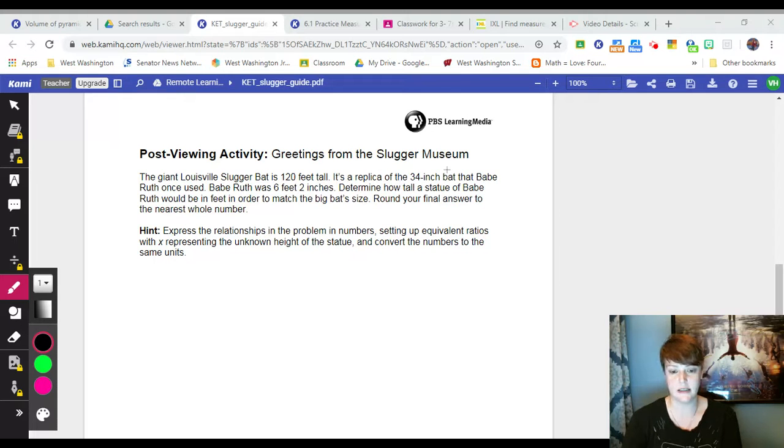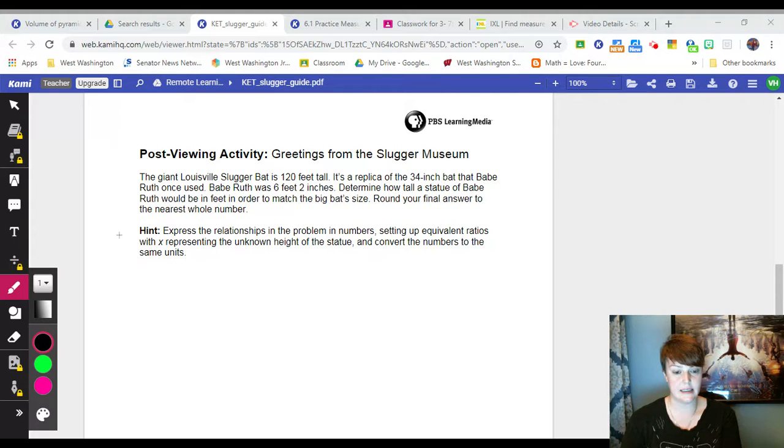This is on the same document from last week, but I'll attach it here again. The giant Louisville Slugger bat is 120 feet tall. It's a replica of the 34-inch bat that Babe Ruth once used. Babe Ruth was 6 feet 2 inches. So figure out how tall a statue of Babe Ruth would have to be in order to match that big bat size. Round your final answer to the nearest whole number.